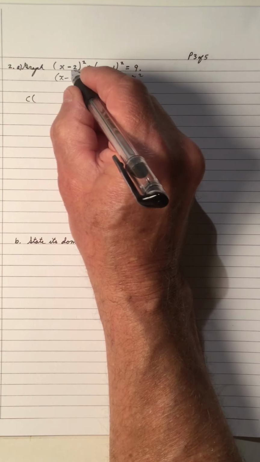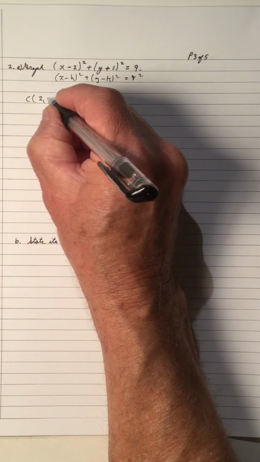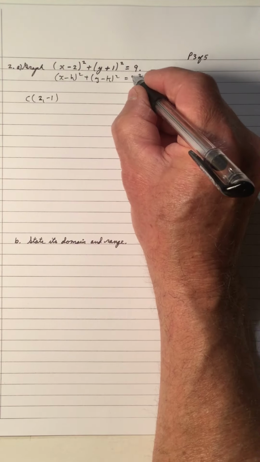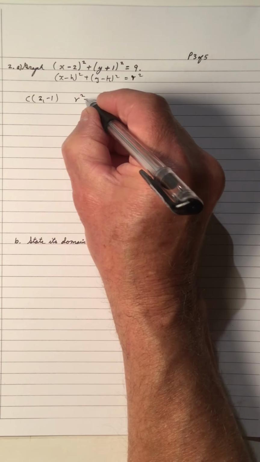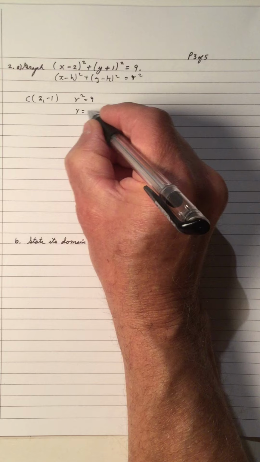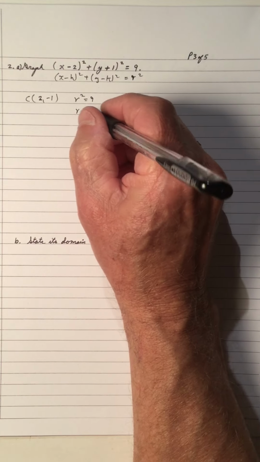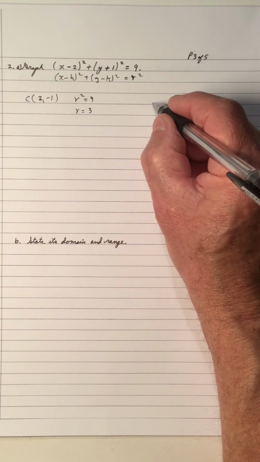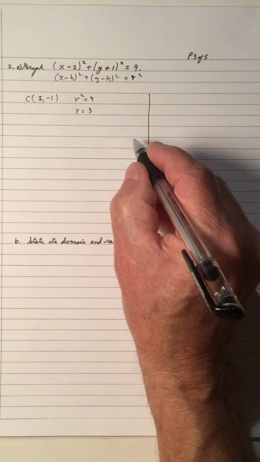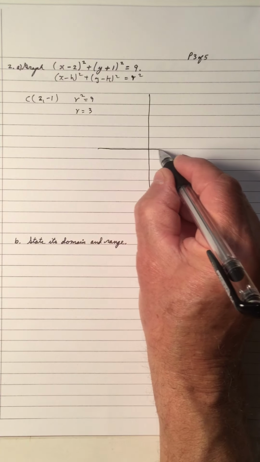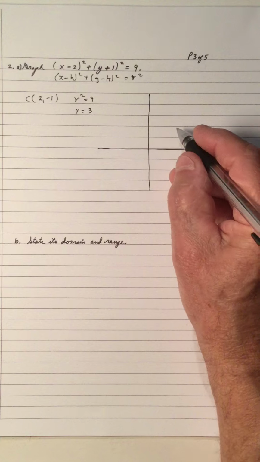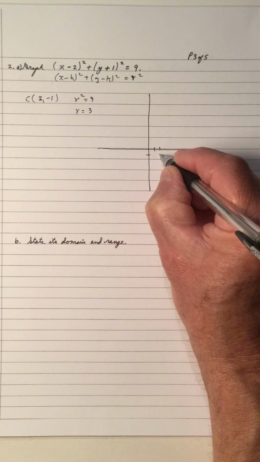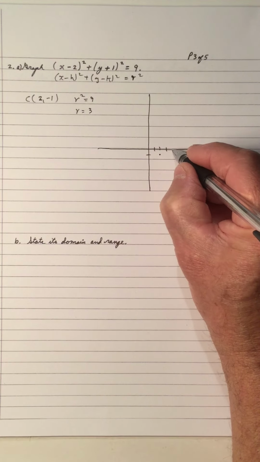So the center of this circle is (2, −1), and r² is equal to 9. So that means r is the square root of 9, which is 3. Radius is always positive. So we want to graph this. So let's draw this down here. The center of the circle is (2, −1) right there, and the radius is 3. So let's put some more.